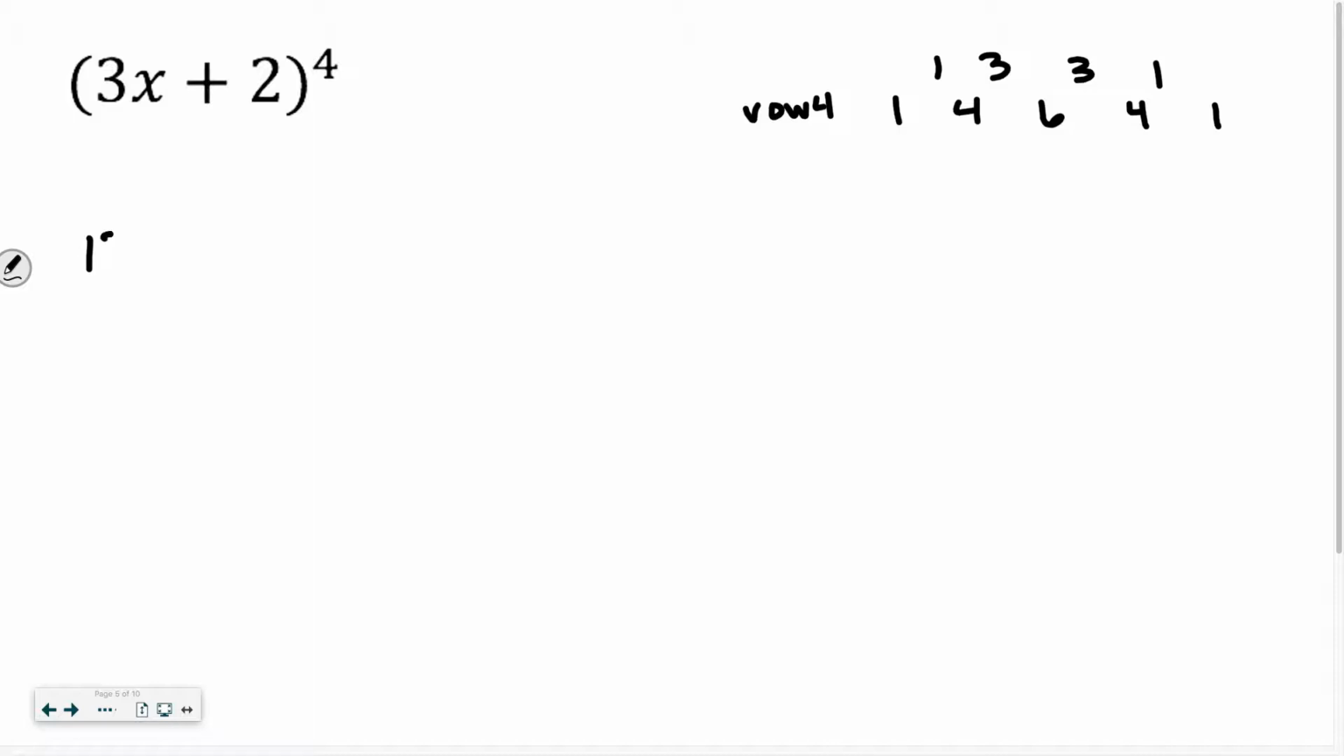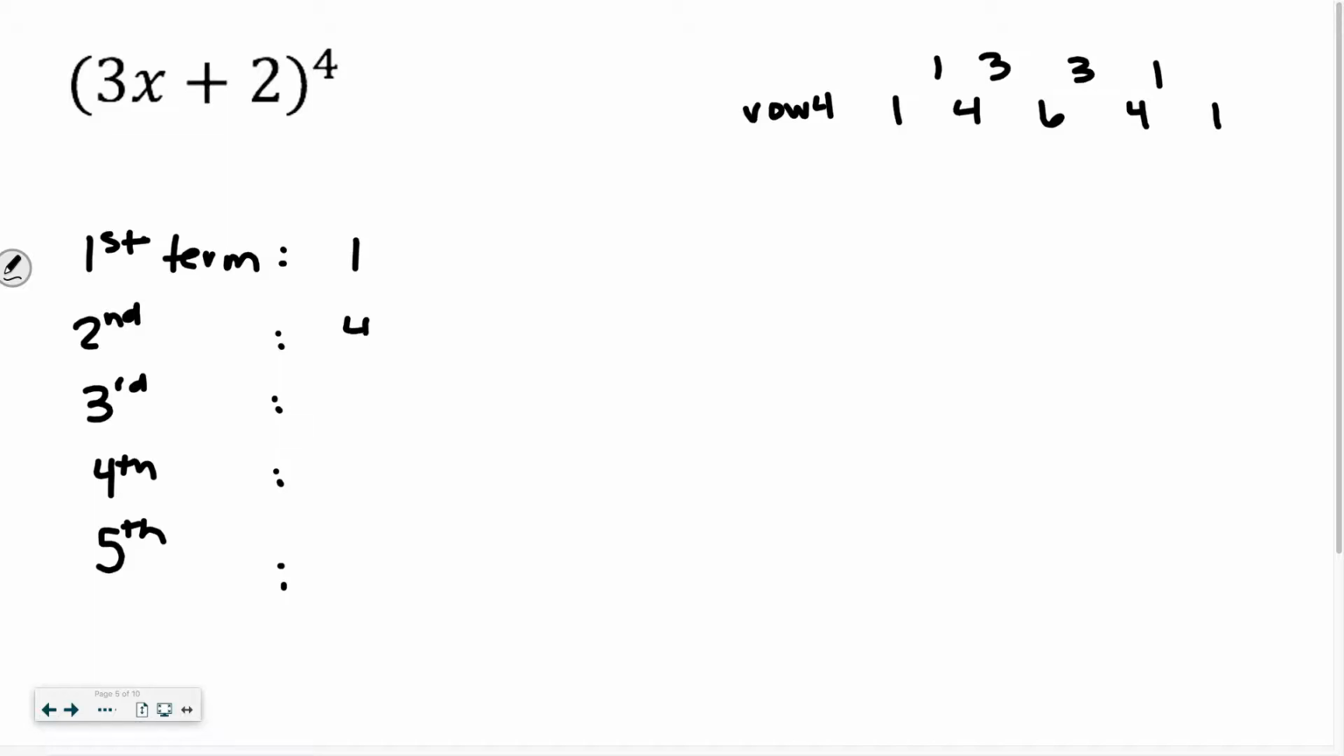So I have my first term. I've got my second, third, fourth, and 5th. Okay, they're going to start with the numbers from Pascal's. So we just put in the coefficients. 1, 4, 6, 4, 1. Then we take the first term. What's the first term in the binomial? 3x. Protect it by parentheses.